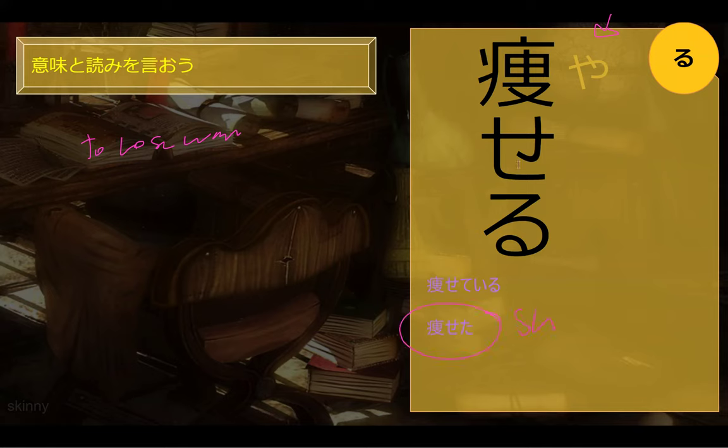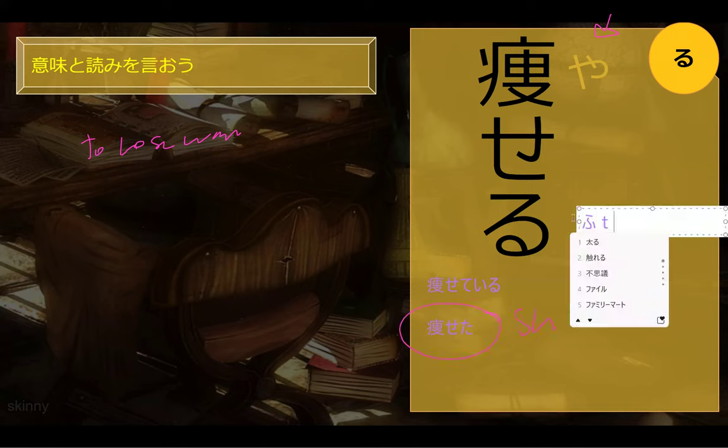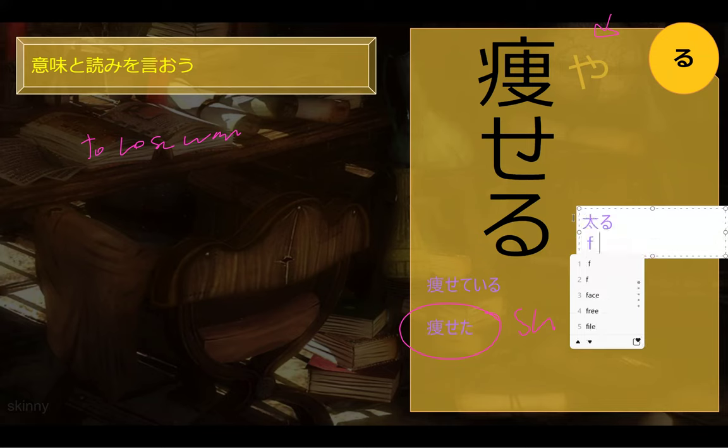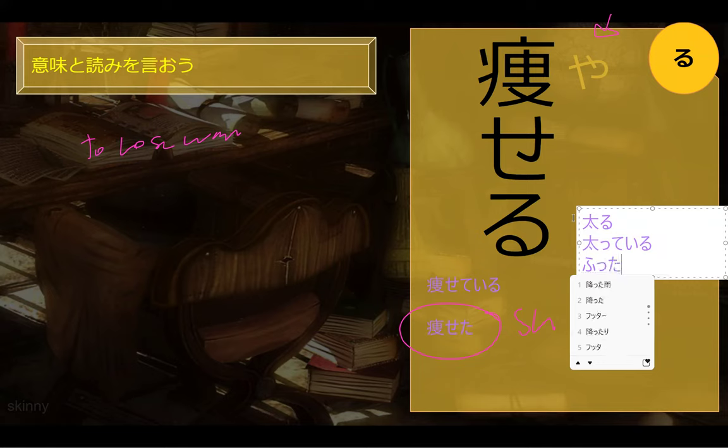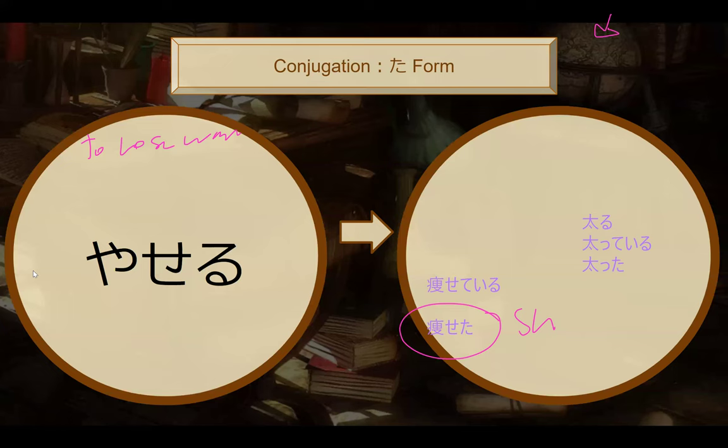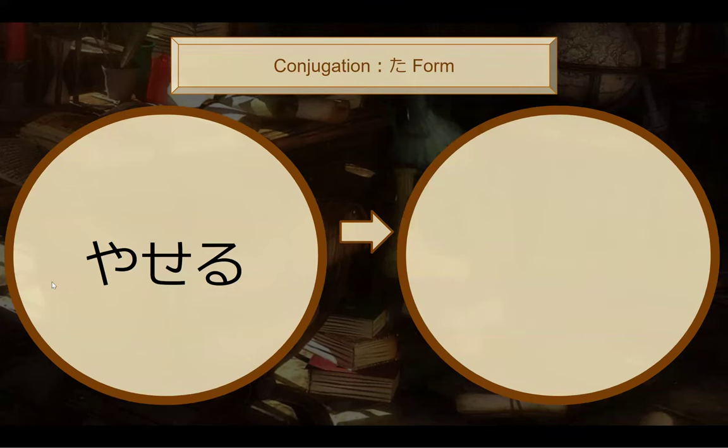So that's the same with futoru. Do you happen to know what futoru means? Meaning to gain weight. So what does futotta mean? It means fat. So it's that same kind of idea. What is the te form of yaseru? Yasete.